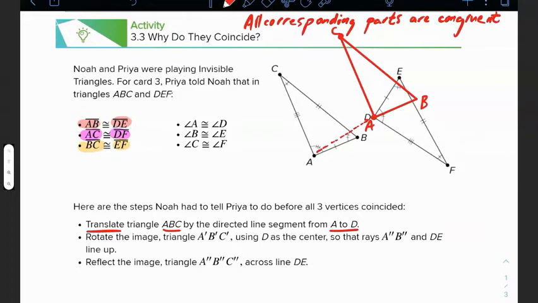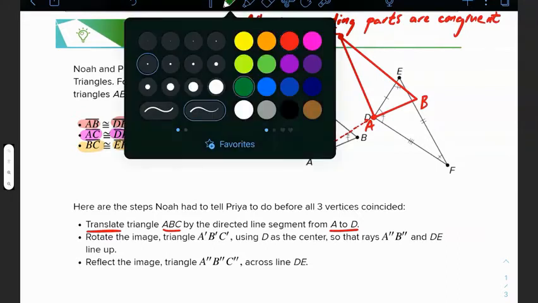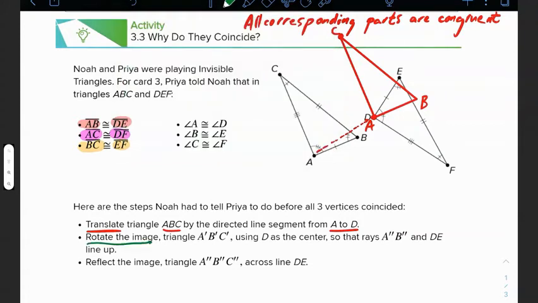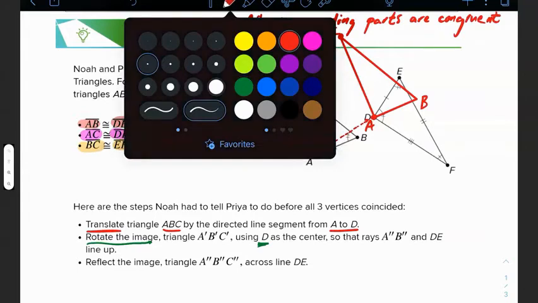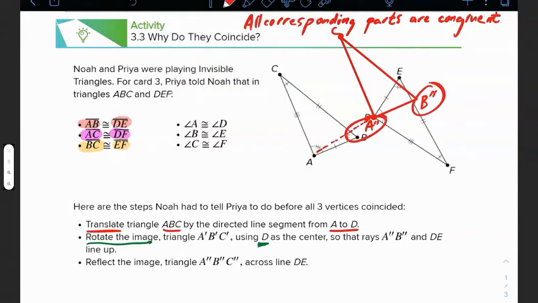All right, and next thing you know, he says rotate. Let's figure out what's going on there. So we're rotating the image that we just translated, using D as the point of rotation, so that the rays A double prime, B double prime, and DE line up. Let me label A double prime real quick. That's up here. So these are the double primes that this kid is talking about. And we're trying to line up the AB double prime segment right here with DE, which is right here. So we're going to go ahead and do that.